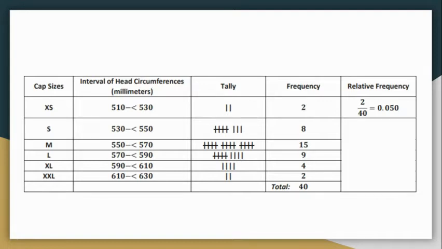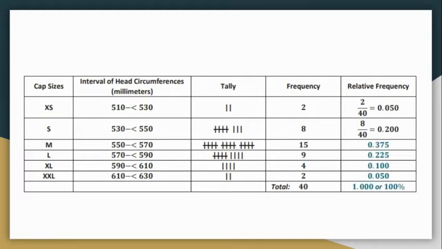Let's repeat this process to find the relative frequency of small caps ordered. There were 8 small caps ordered out of a total of 40 caps. This gives small caps a relative frequency of 8/40ths or 2/10ths in decimal form. Solve for the relative frequency of the remaining cap sizes in both fraction and decimal form. Pause the video here until you're ready to check your work.